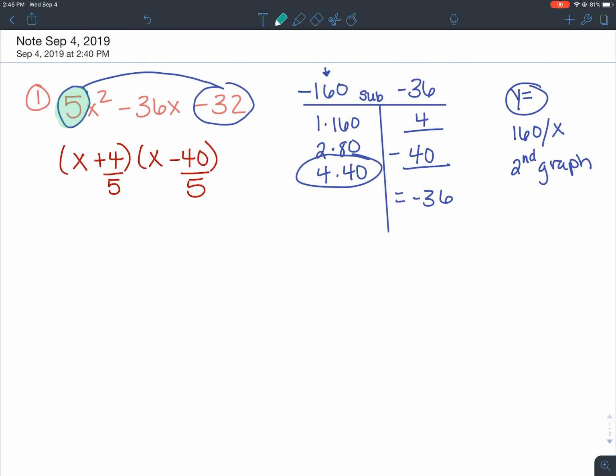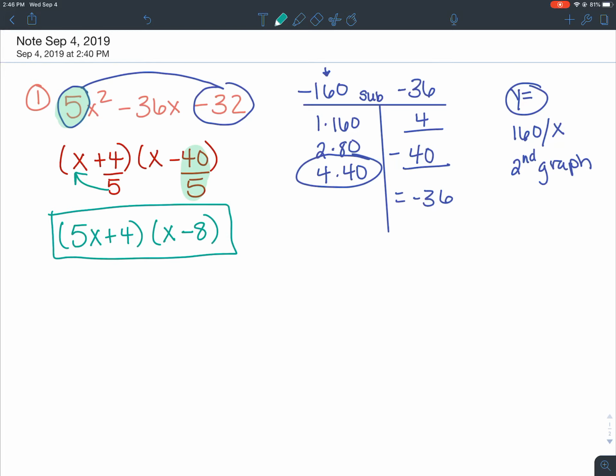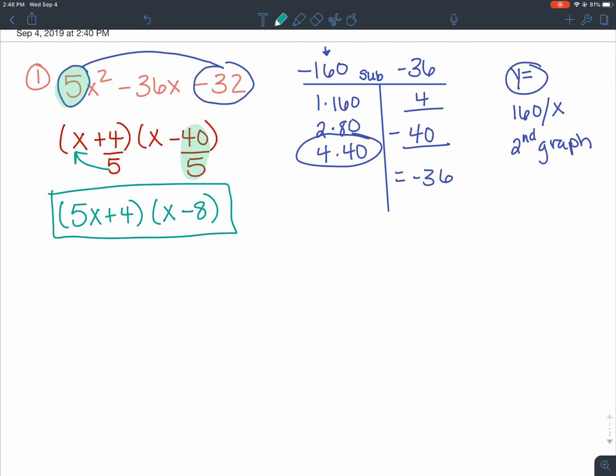And then I reduce it. Well, 4/5 does not reduce, so I would slide that out, and I would get 5x plus 4. This reduces: 40 divided by 5 is 8. Bam. That's how you would factor that. Not doing the quadratic formula. You can do synthetic division, but I'm not reteaching that.